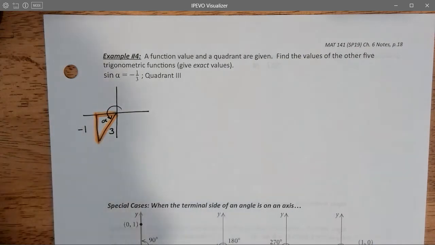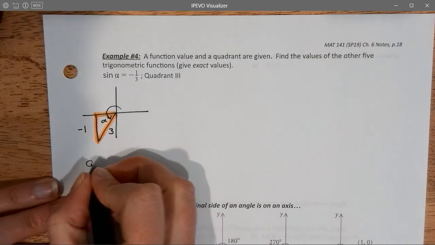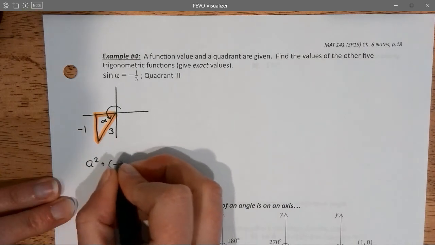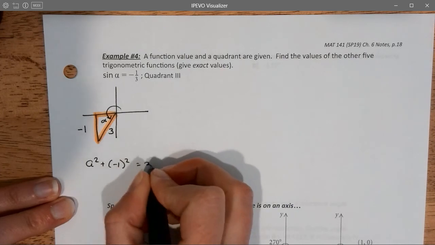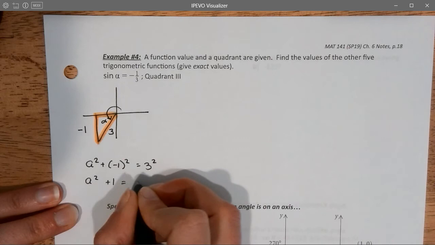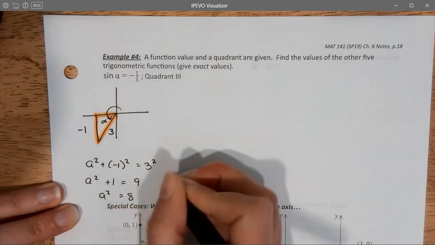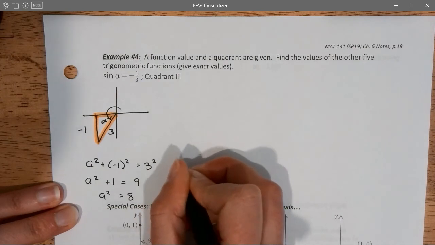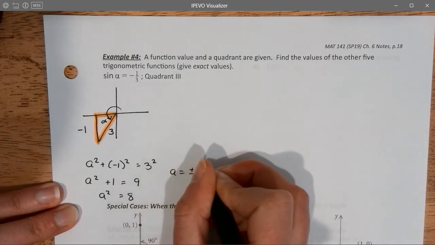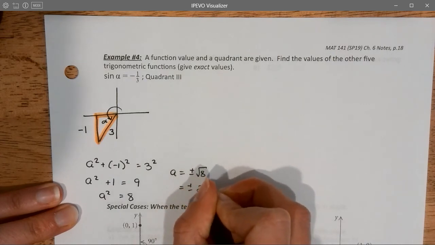Now, we want to find the value for the adjacent side. Let's call it A. We'll say A squared plus negative 1 squared equals 3 squared. So A squared plus 1 equals 9. A squared equals 8. That means that A is positive or negative square root of 8, or positive or negative 2 square root of 2.